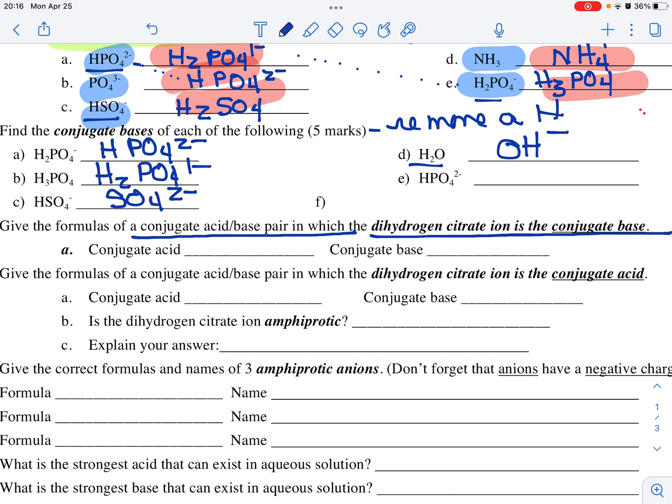Dihydrogen citrate is H2C6H5O7 minus. That is dihydrogen citrate. Now, if we read the next problem, we can see that the dihydrogen citrate has to be the conjugate acid. So I'm going to write the same formula here.